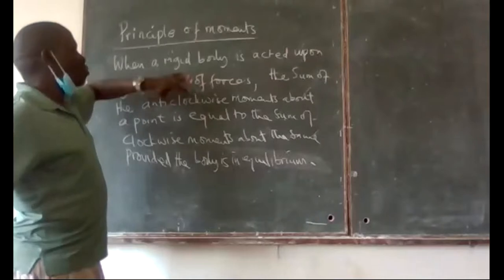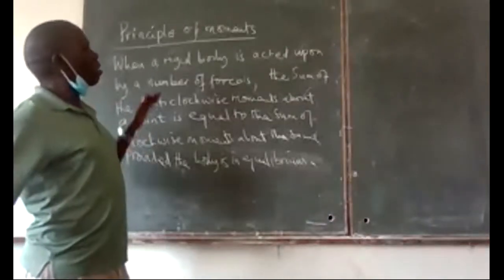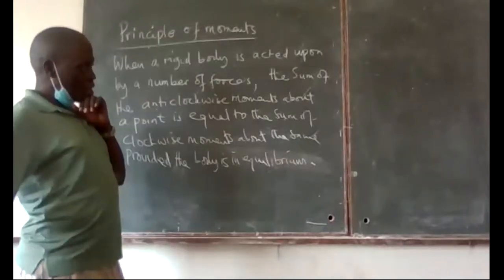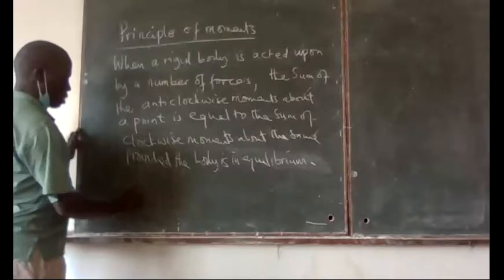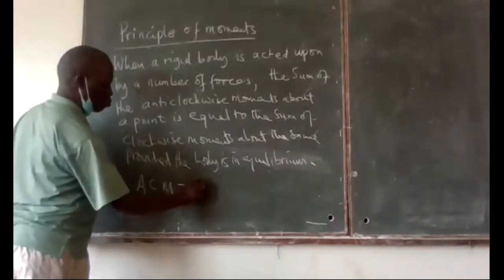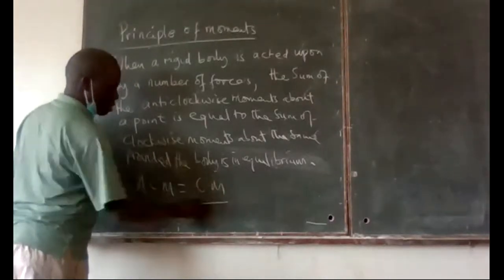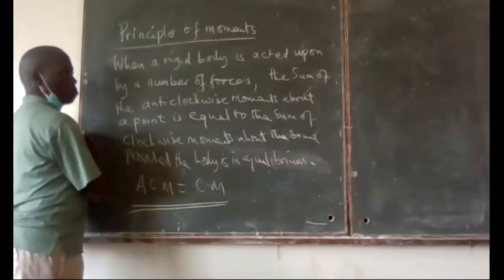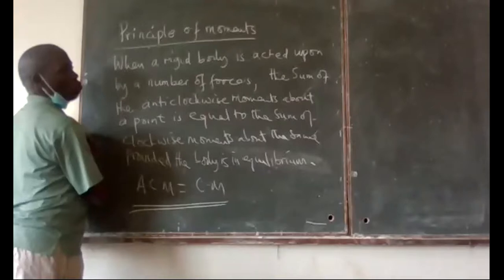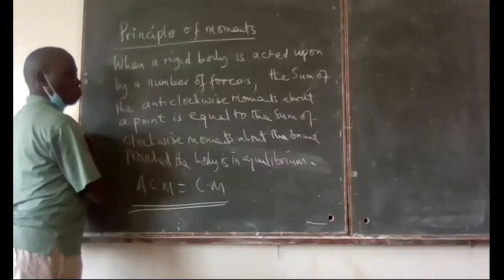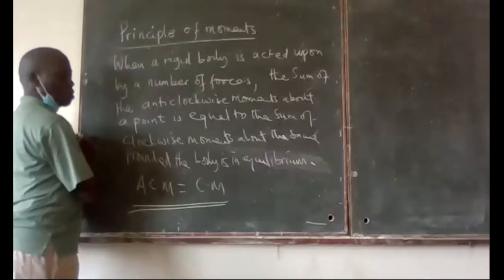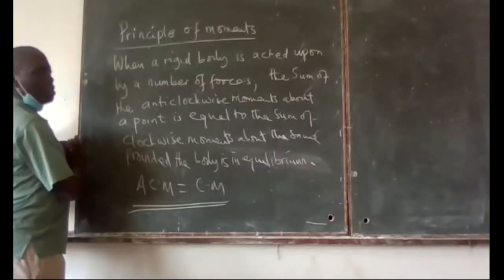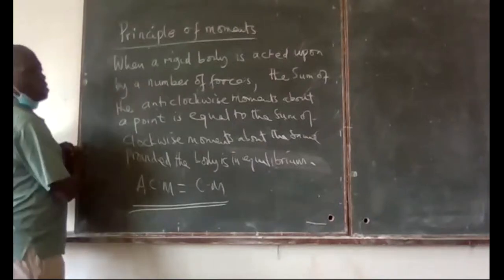So that is a very important principle that we always use for our calculations. For our calculations, we always simply say that the anti-clockwise moments are equal to clockwise moments. But this should not be the full statement. The statement should always be that a body that is in equilibrium and acted upon by a system of several forces will have its sum of anti-clockwise moments equal to the sum of clockwise moments about the same point. So try to memorize that principle the way it is in your notes.